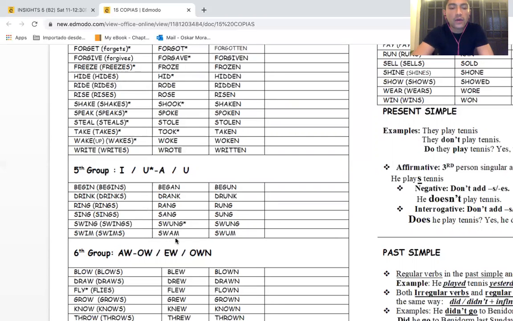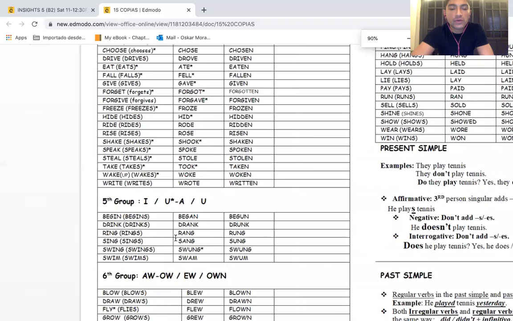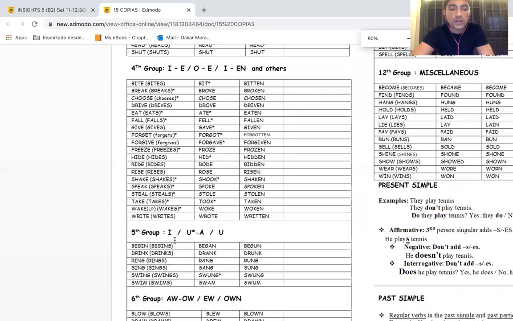We also have the sixth group, which is AW or OW. And over here, you might turn it into EW. So for example, here we have blow, blew, draw, drew, fly, flew, grow, grew, right? Those are just some examples of that one.